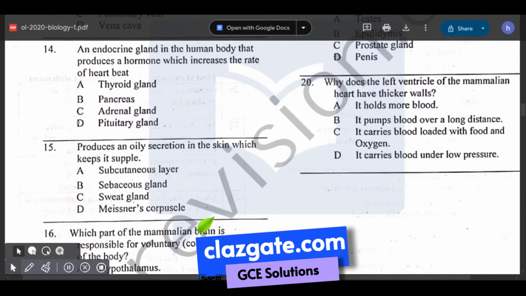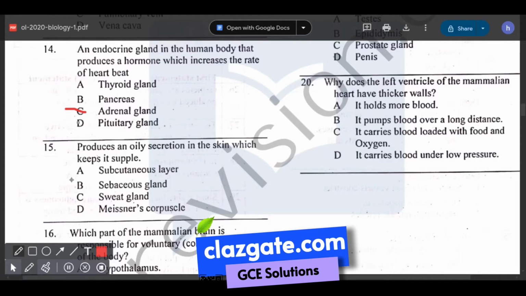The adrenal glands are two small glands located at the top of the kidneys. They produce a number of hormones including adrenaline. Adrenaline is often called the fight or flight hormone because it helps the body to prepare for stressful situations as it increases the heartbeat, breathing rate and blood sugar levels. So the answer to question number 14 is C, the adrenal gland.